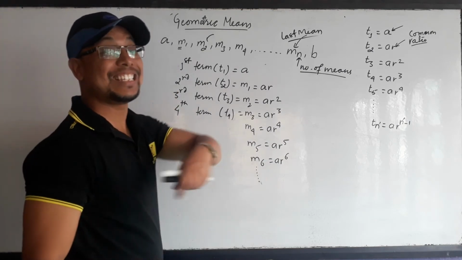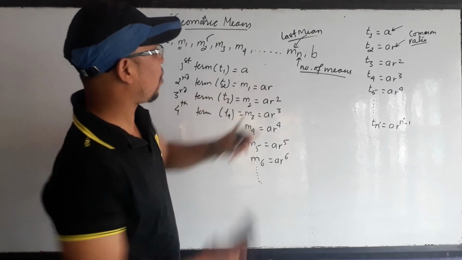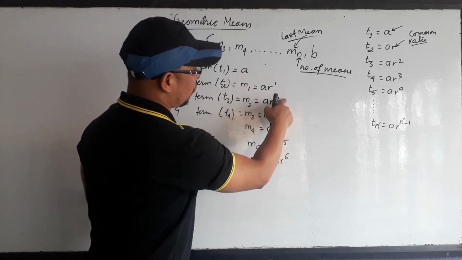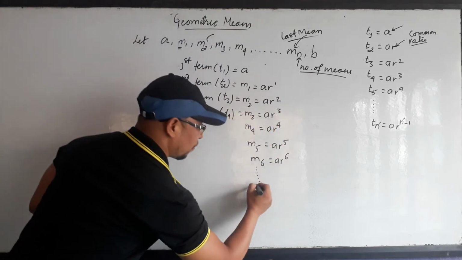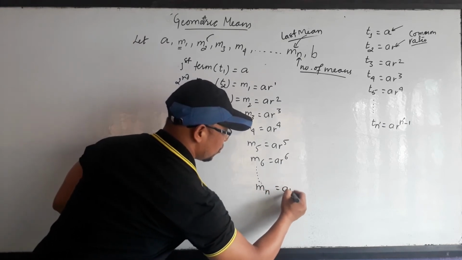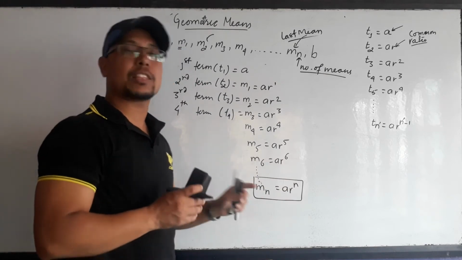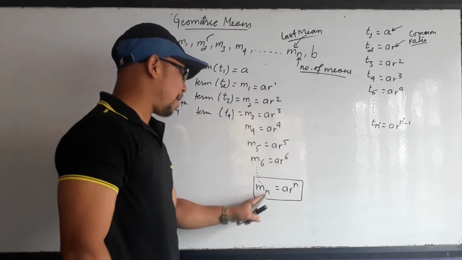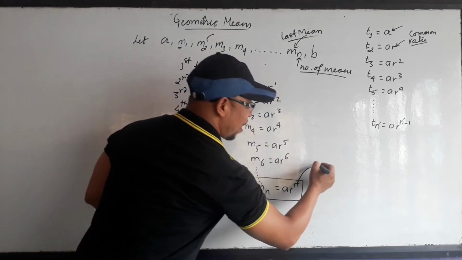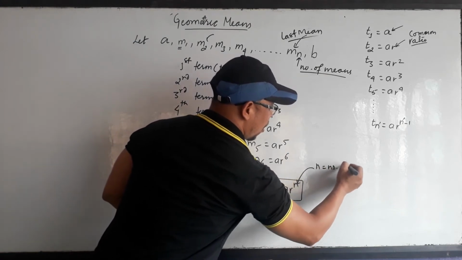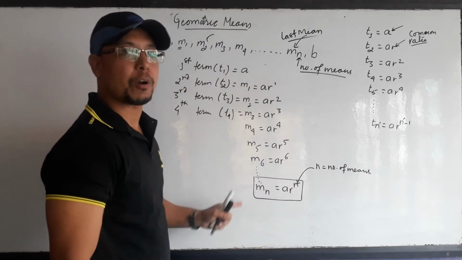Now see from here we can easily understand the formula for mean. M1 is AR power 1, M2 is AR power 2, M3 is AR power 3, M4 is AR power 4, and so on. What is the formula for Mn? Mn equals, of course, AR power n. This is the formula for finding the nth mean. Remember students, the nth mean is Mn equals AR power n. So always remember, n stands for the number of means. This is a very important part.